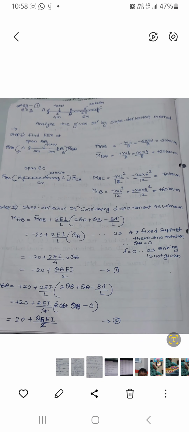Okay, so good morning, students. Now we'll see one problem solved by using the slope deflection method.